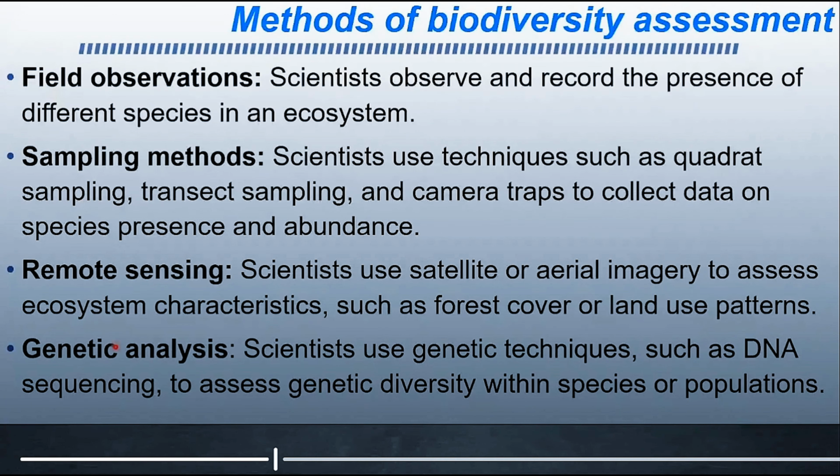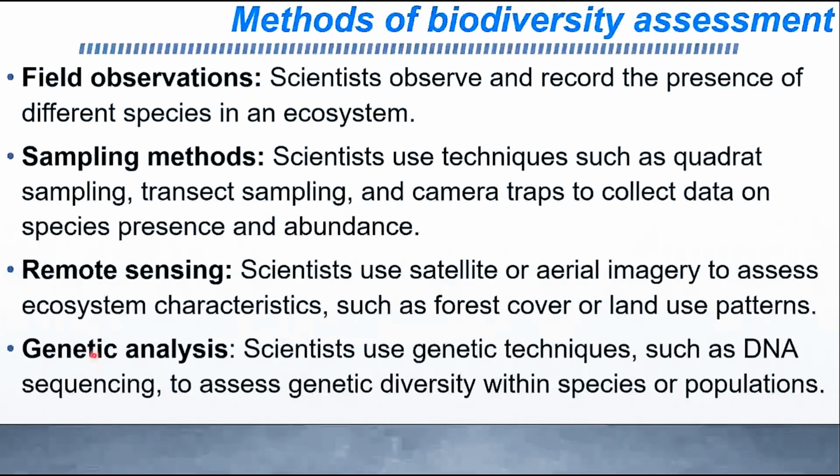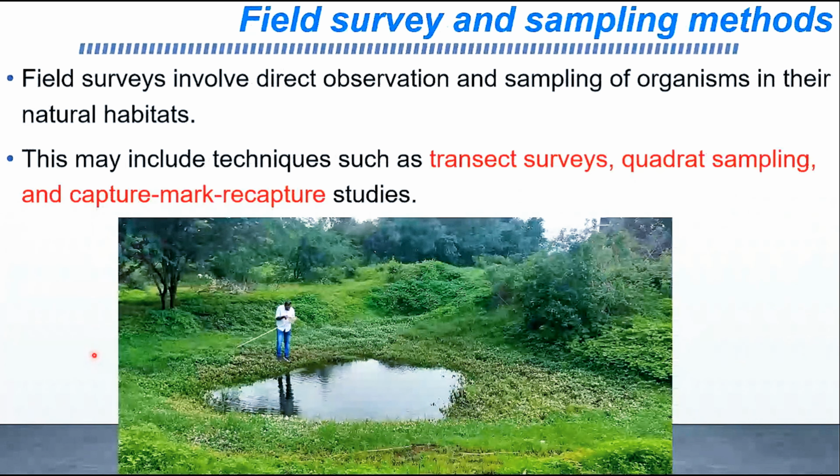Then we have the most recent field, which is becoming much more advanced right now, called DNA sequencing, to assess the genetic diversity. So if you remember, we spoke about species diversity, we spoke about ecosystem diversity, and then we have the genetic diversity within species or within populations as well.